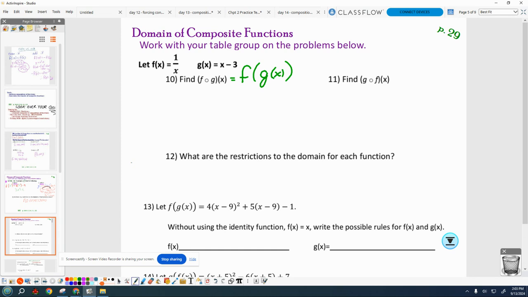Peters, for f of g of x, this is f of, what is g of x? G of x is x minus 3. Okay, what is f of that stuff? 1 over x minus 3. Yeah. Okay, so that's f of g of x.